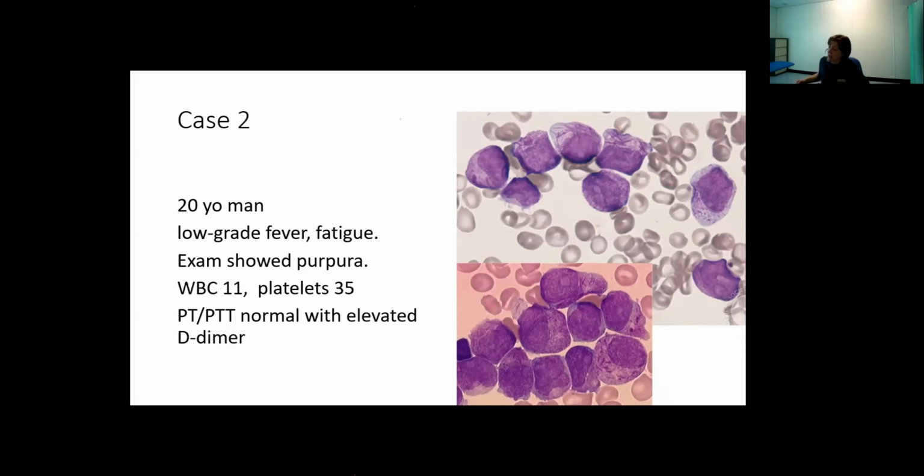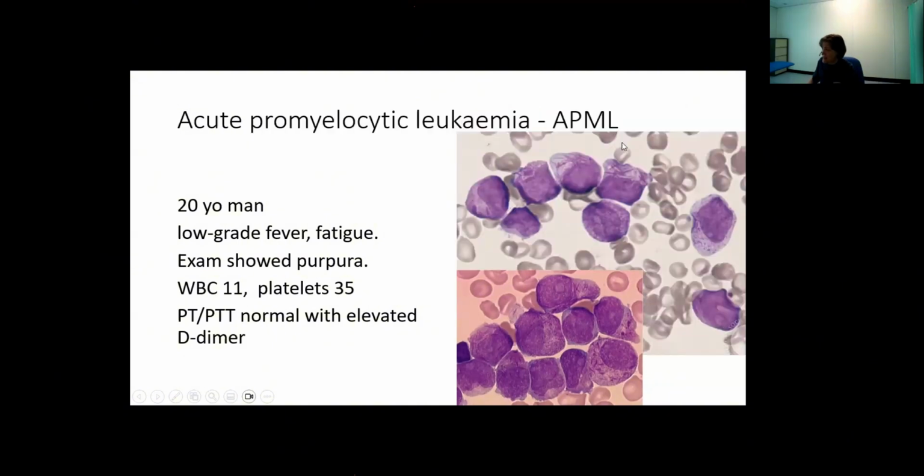And what you've got here are lots of cells that look very similar again, some of them with nucleoli. So you would be correct in thinking that these were blasts. But what you have got in these is a lot of these Auer rods. And this is a picture of a patient with acute promyelocytic leukemia.